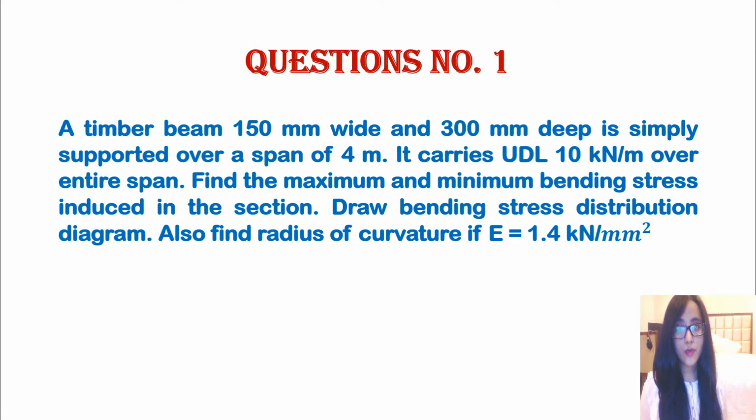A timber beam 150 mm wide and 300 mm deep is simply supported over a span of 4 meter. It carries UDL 10 kN per meter over entire span. Find the maximum and minimum bending stress induced in the section. Draw bending stress distribution diagram. Also find radius of curvature if E is equals to 1.4 kN per mm square.